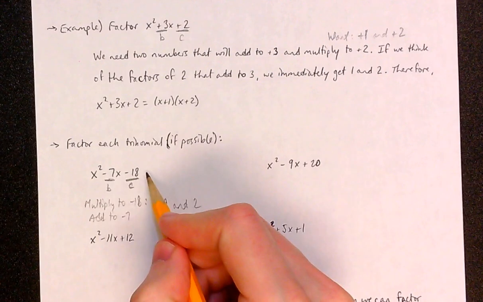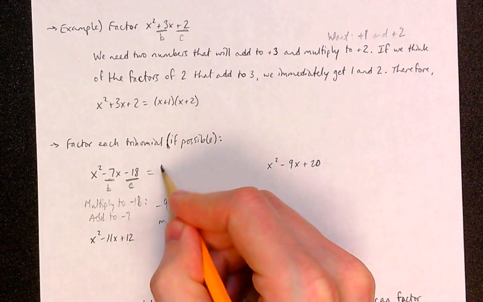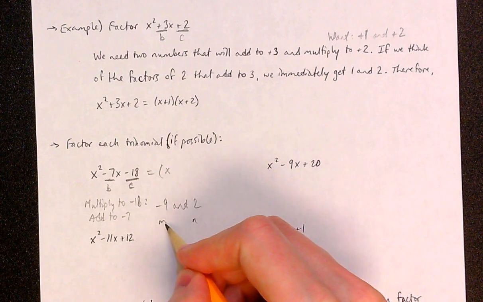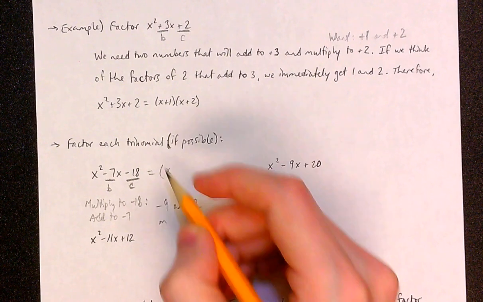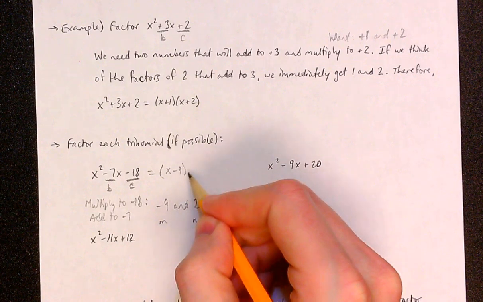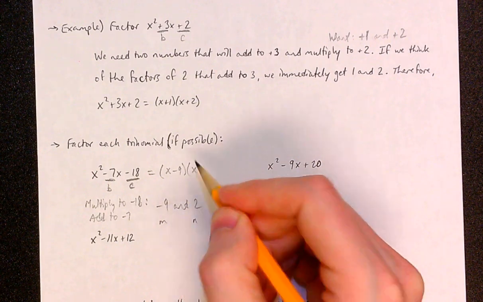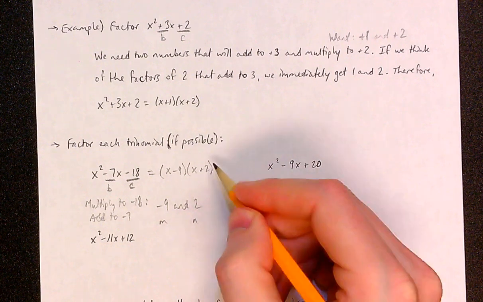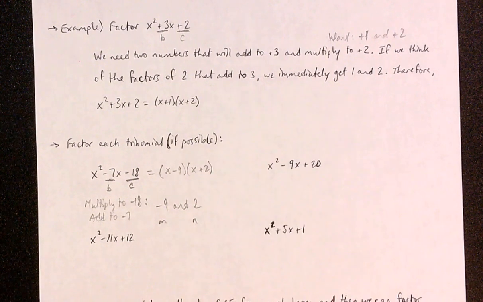So this trinomial right here is going to equal x plus my m value, so plus a negative 9, or minus 9, times x plus my n value, plus 2. And that's how we factor this trinomial.